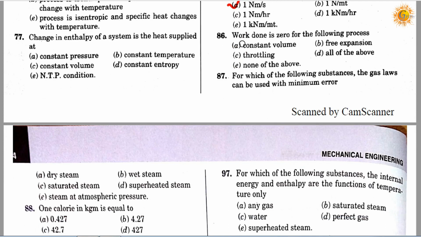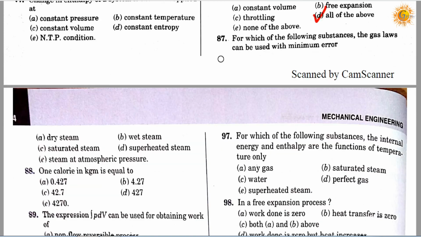Question number 86. Work done is 0 for the following processes: option A constant volume, option B free expansion, option C throttling, option D all of the above, option E none of the above. Correct answer is D, all of the above.